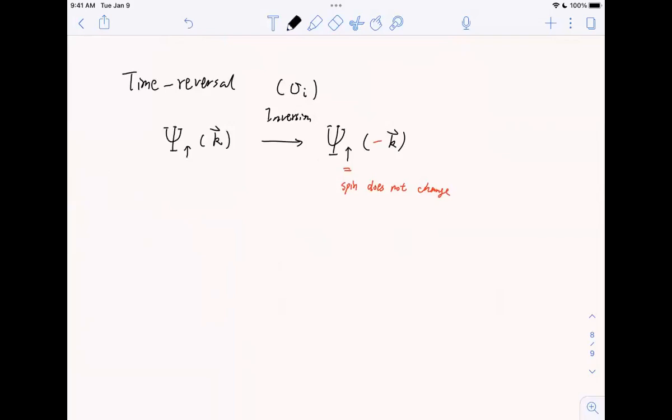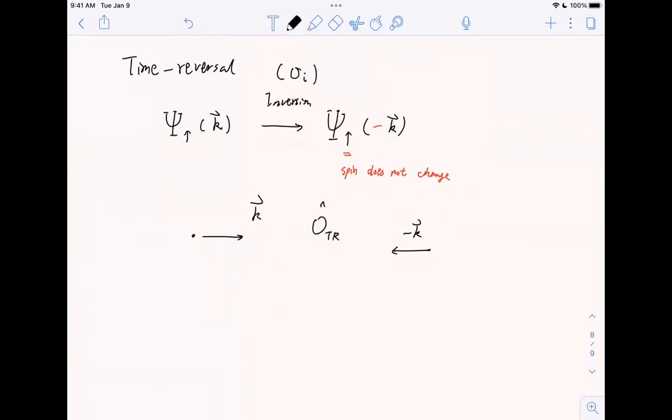Okay, so k is a momentum, like a wave vector. When your particle is moving in one direction, the time reversal operation means you just go backward. I think you already learned this, but since I want to make the contrast, let's review it together.